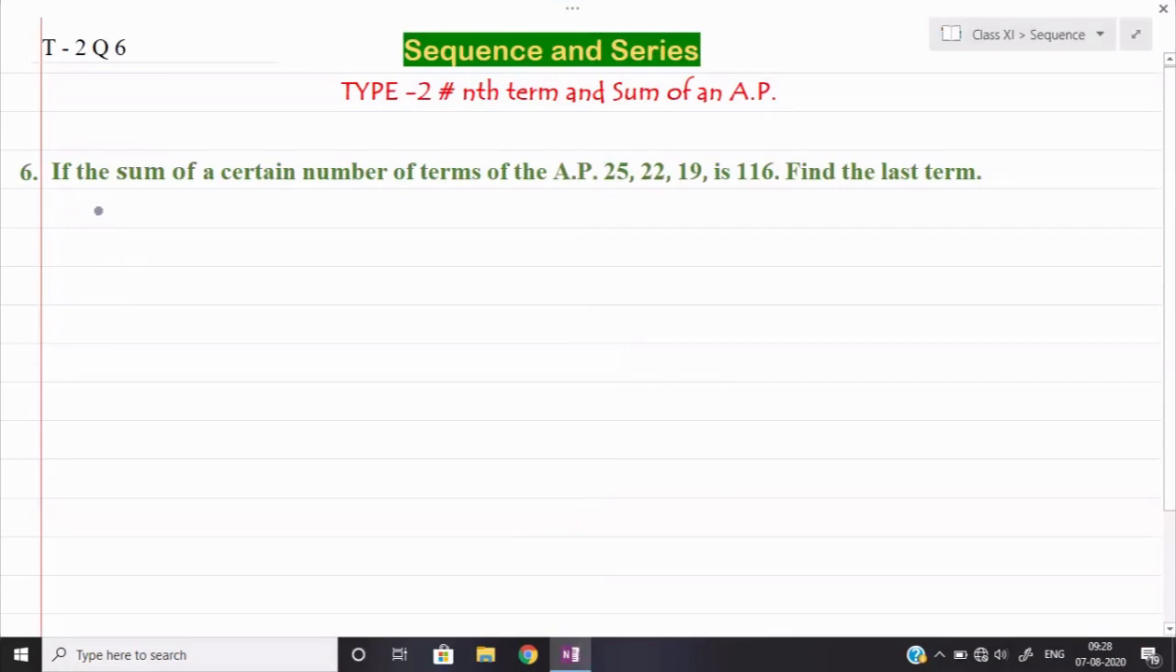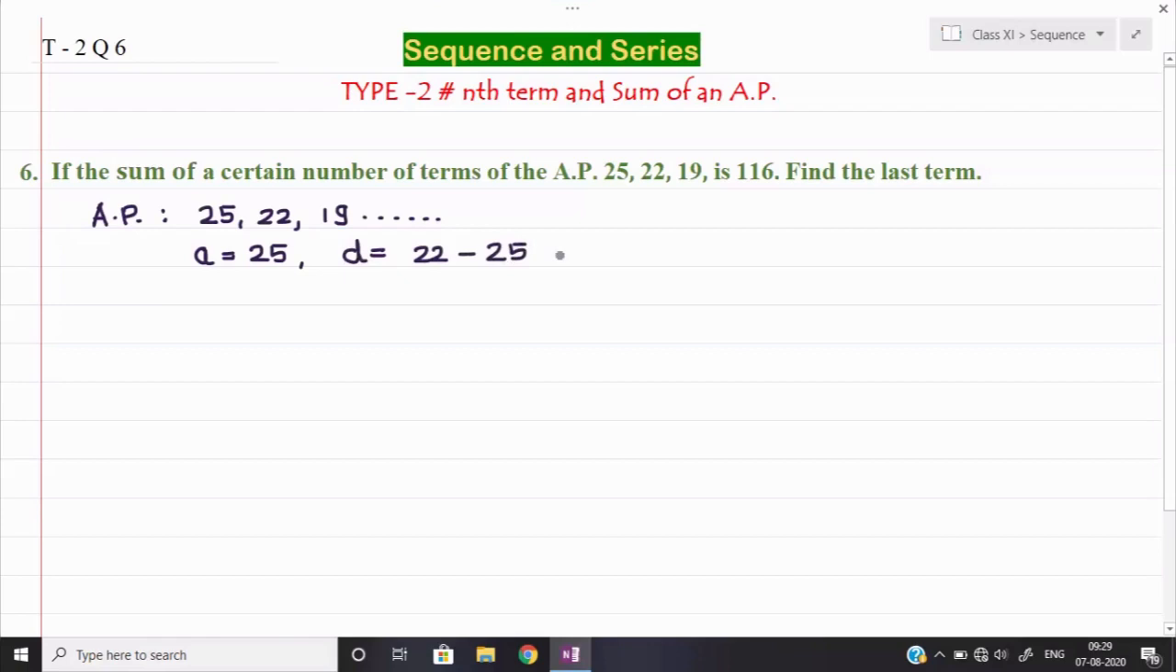So see what we have given in this question. One AP is given to us: 25, 22, 19, and so on. The dashes are not given there, but definitely it will go up to some term, because only then are they asking for the last term. Here A is equal to 25, and D is equal to 22 minus 25.